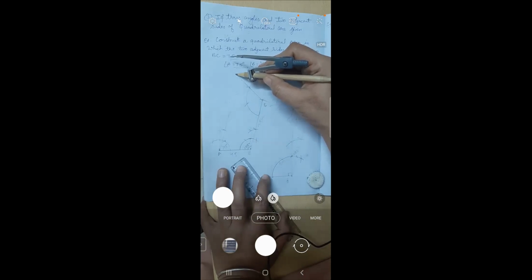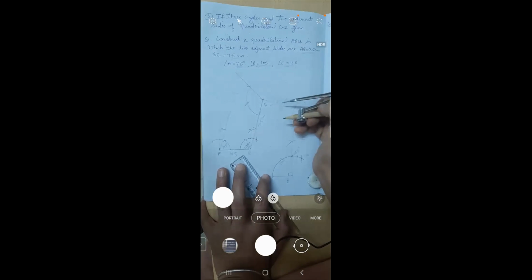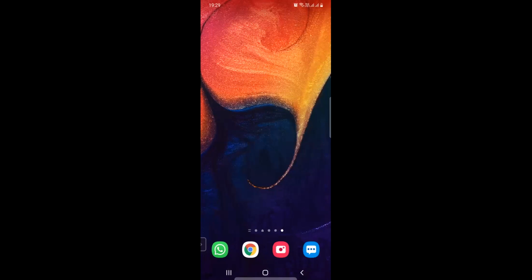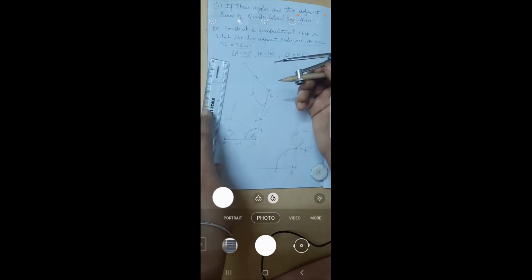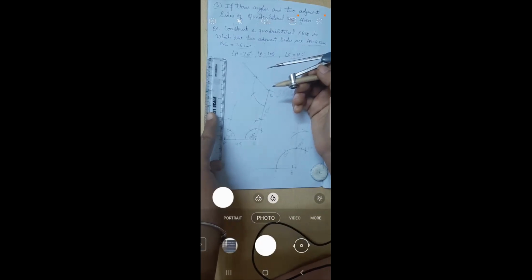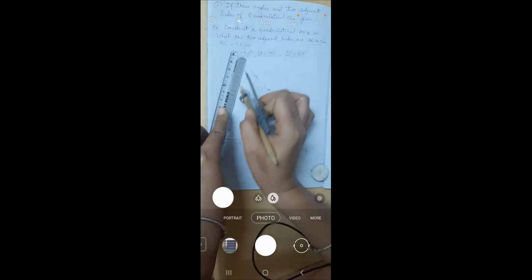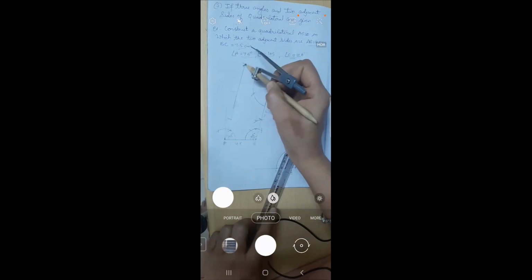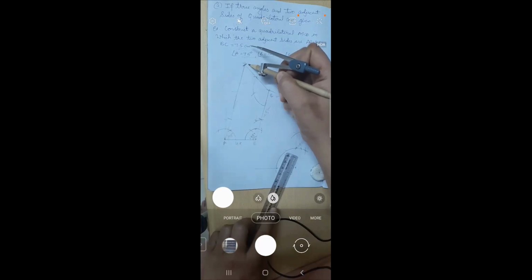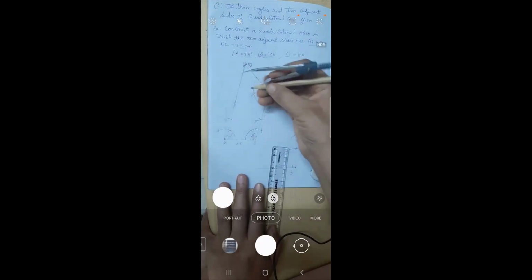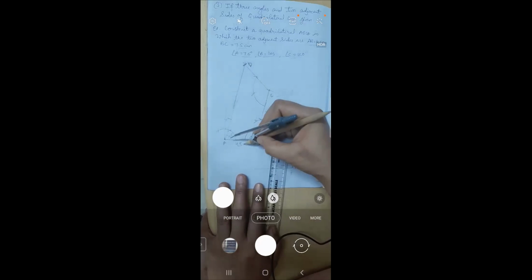So since you have to construct a quadrilateral, a quadrilateral has 4 sides and it is a closed one. So you can join this line A with this point. Where these 2 lines will cut, that will be point D. In this way, if 3 angles and 2 sides are given, we can construct a quadrilateral easily.